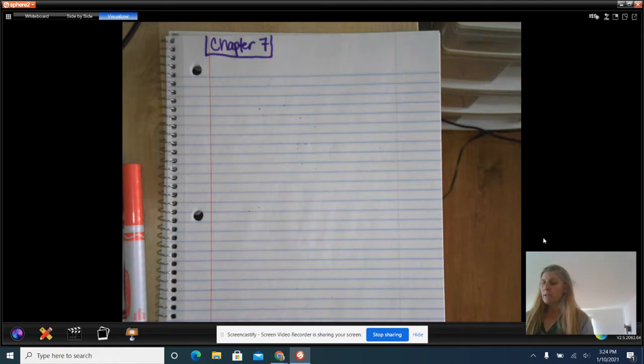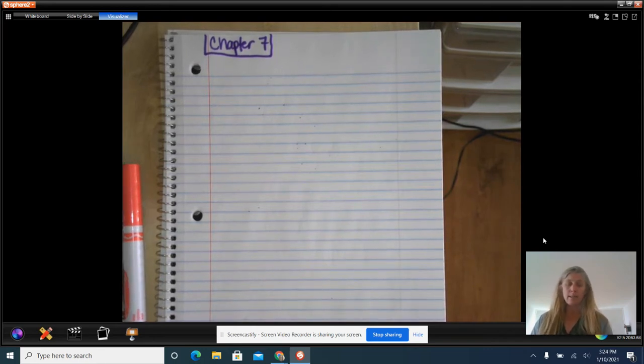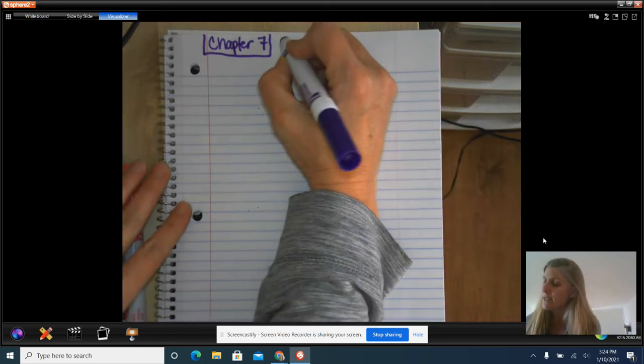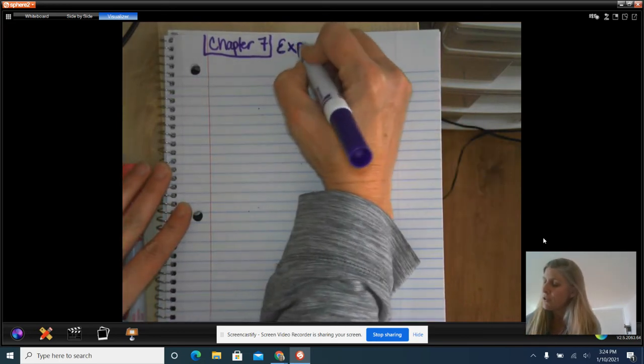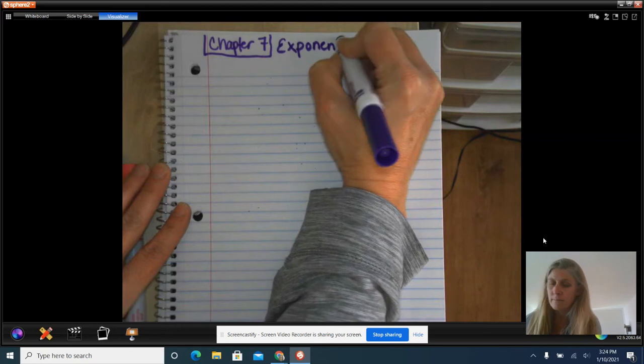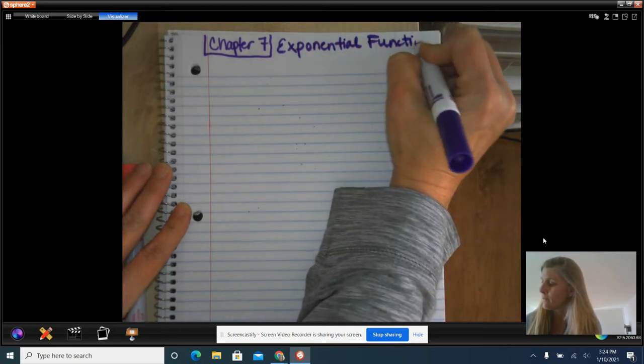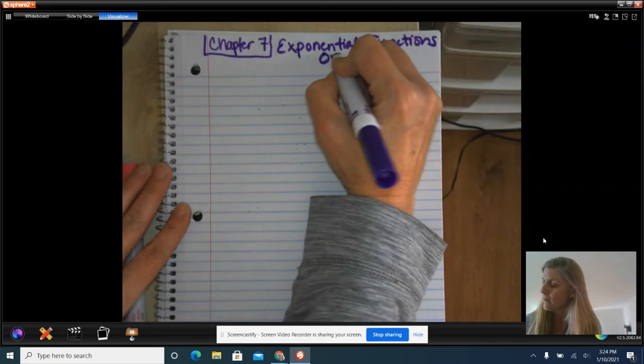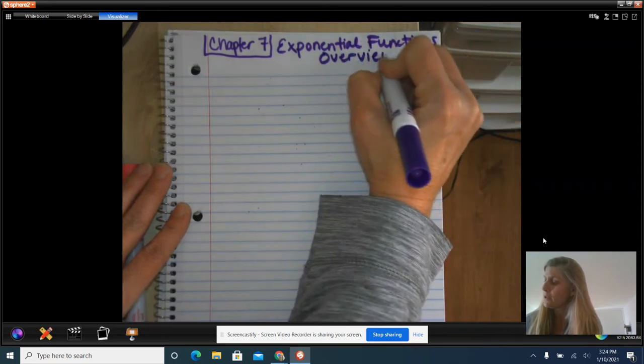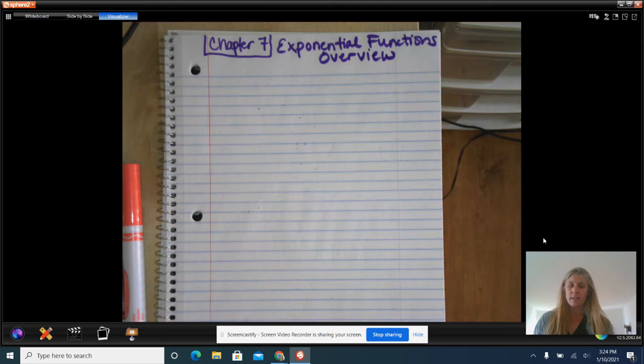So we're going to go ahead and start Chapter 7, which is all about exponential functions, which are like a geometric function that we learned last semester. And we're going to go ahead and take a look at exponential functions overview. And we're going to look at exponential functions in a variety of ways.